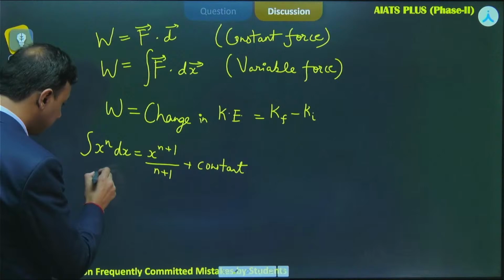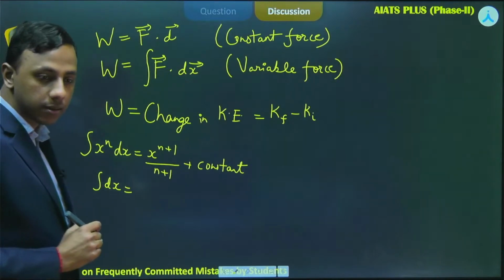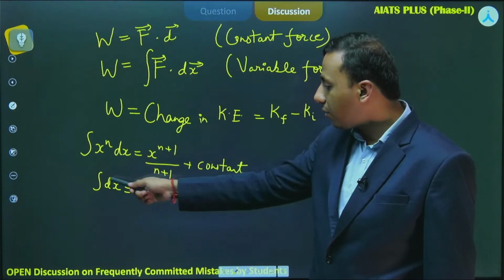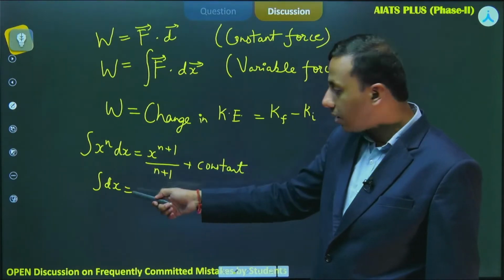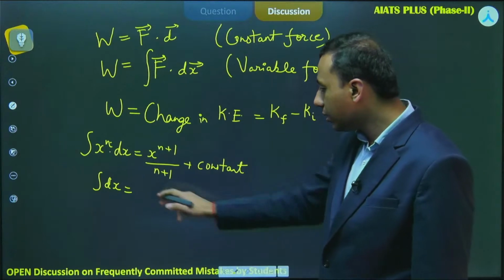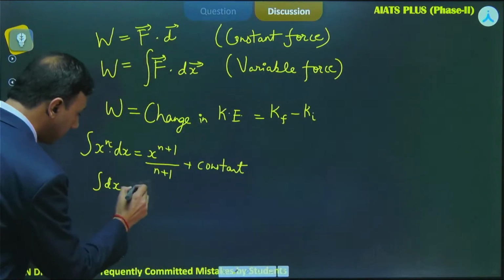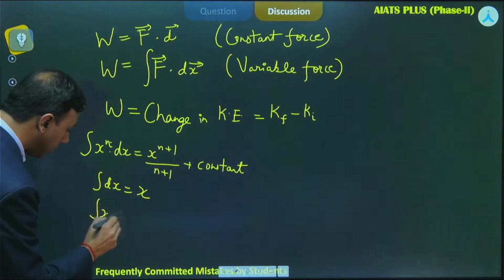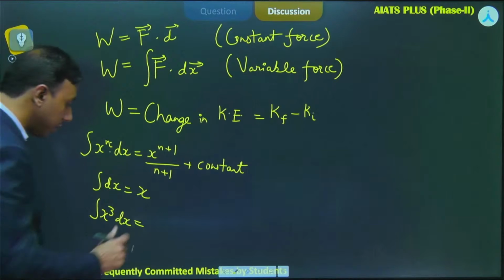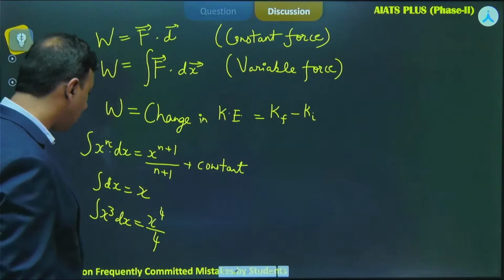Let me give you an example. Let's say the integral of dx. Here it is x^0 dx, so the answer would be x^(0+1) upon 0+1, so the answer is x only. You can take another question, let's say x cube dx. Simply the answer would be x^(3+1) by 3+1, so x^4 upon 4 plus a constant, and here also plus a constant.